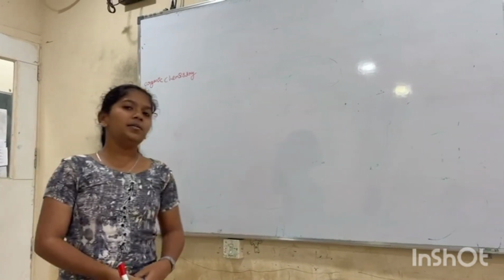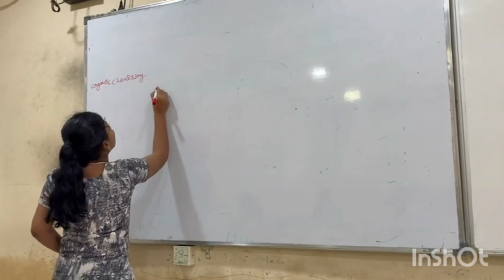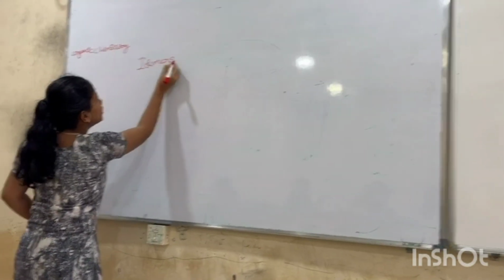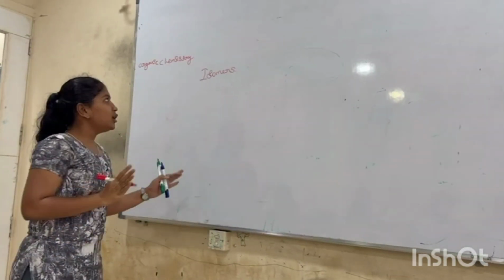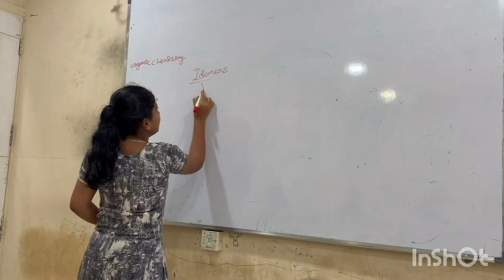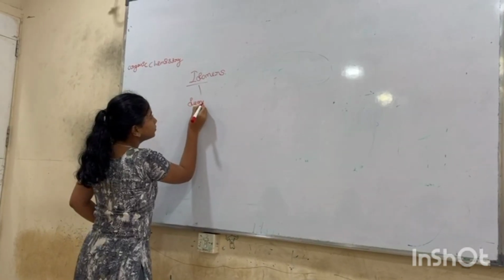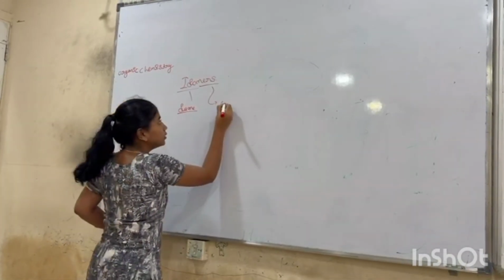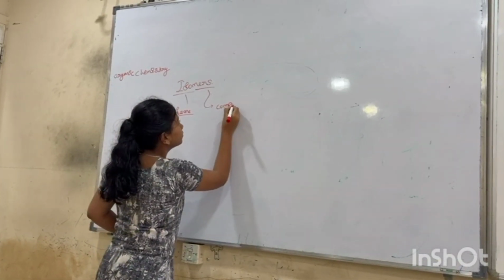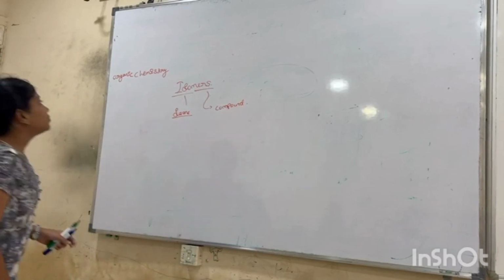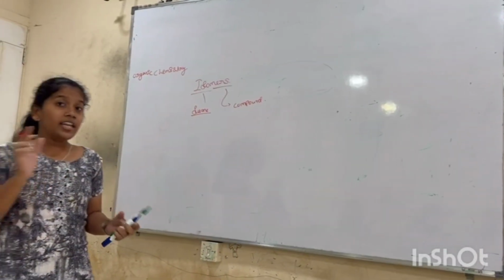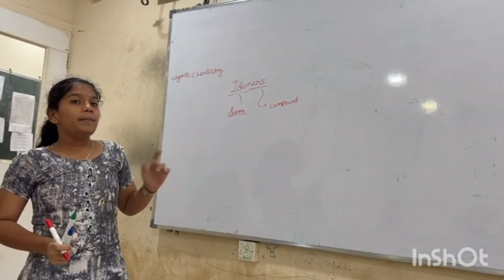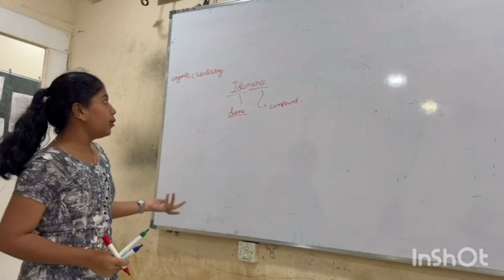In this class, we studied about structural isomer. Isomer means iso means same, mer means parts, compounds. Isomer means their chemical formula is the same, but their chemical and physical properties are different.